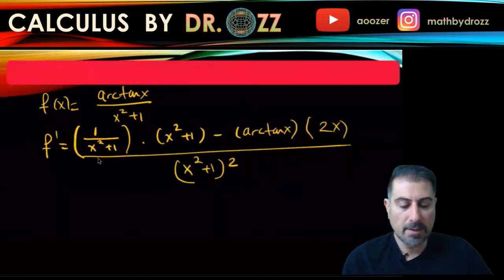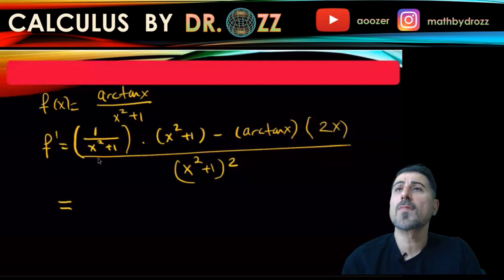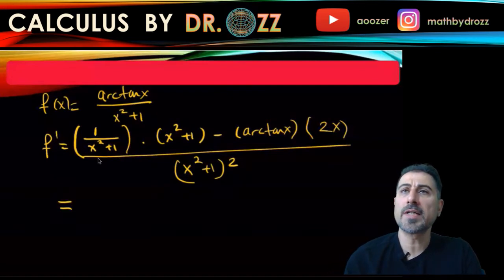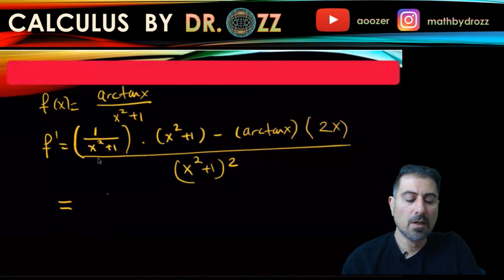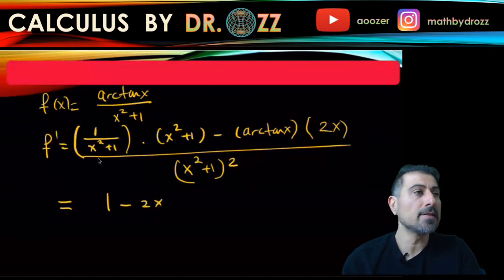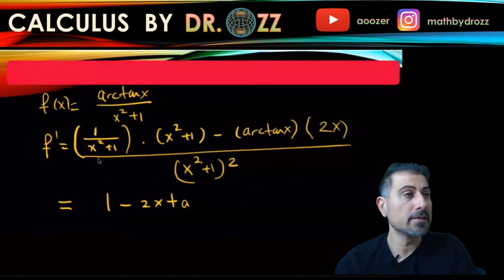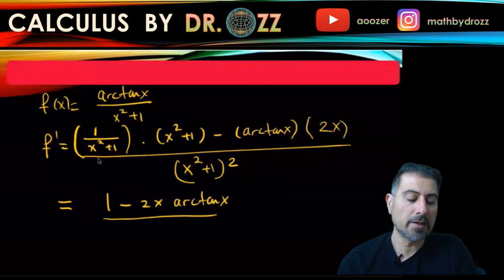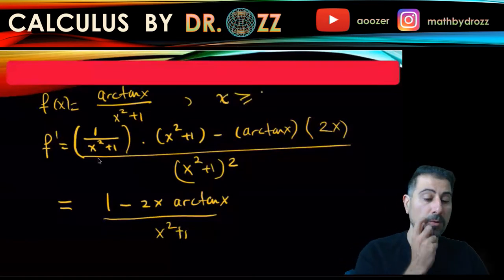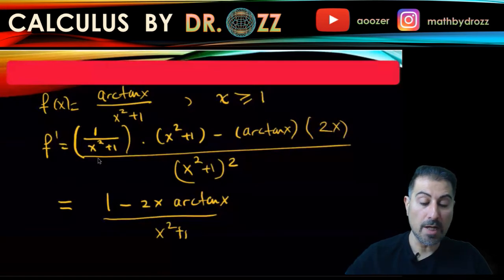All right, so let's simplify this. 1 over x squared plus 1 times x squared plus 1, so they cancel out, so it's just 1. 1 minus 2x arctan x, all divided by x squared plus 1 squared. And then again, remember, we were analyzing x's to be greater than or equal to 1.